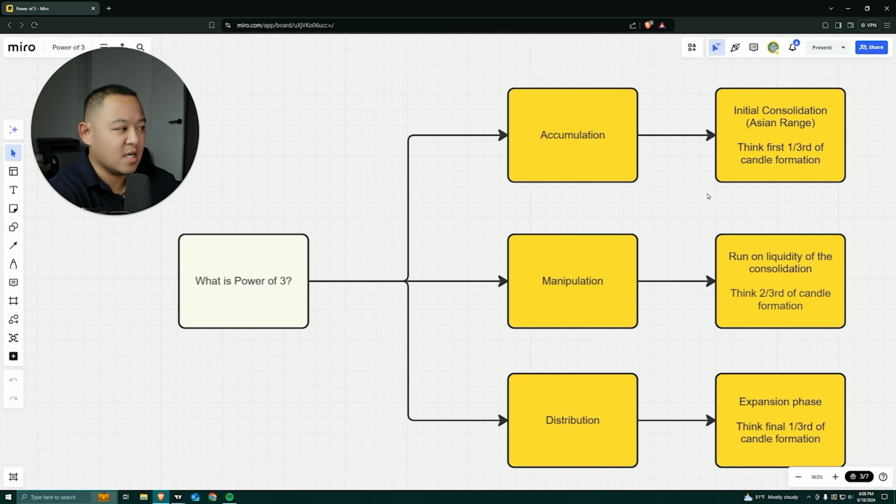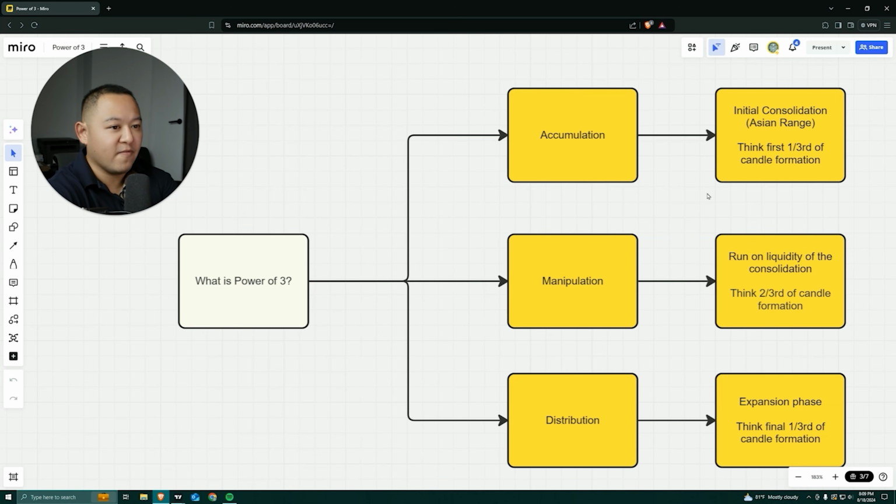Now, this consolidation, which I'll get into in the next couple slides, doesn't necessarily need to be the Asian range, because sometimes we have trending Asian ranges. So it's just about identifying where that initial consolidation is starting from. You know, it could be the previous week, maybe the whole previous week. From a monthly standpoint, maybe the first week of the month might be the accumulation phase. It's just about identifying when that initial consolidation is building up, because that's what we need to see to identify when liquidity is being built up.